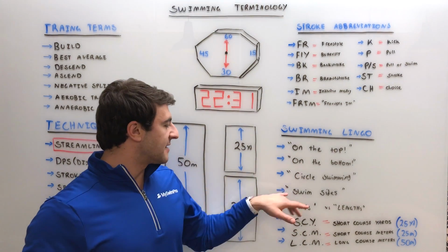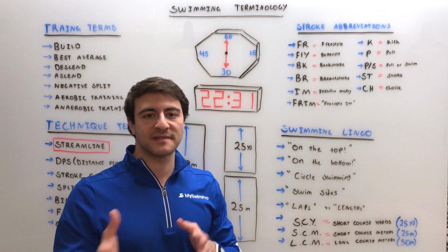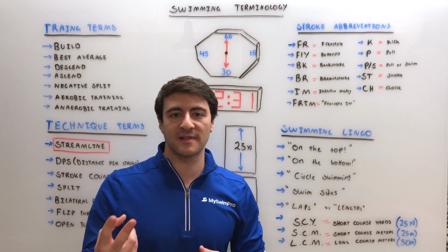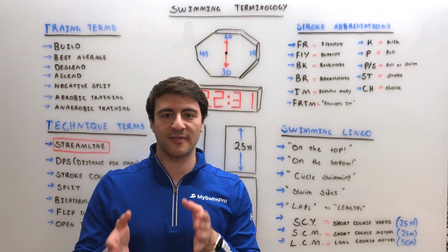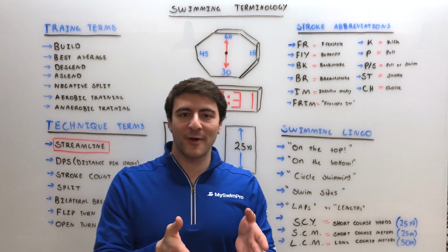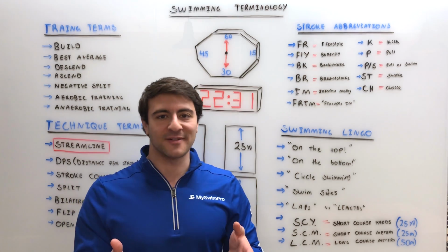The alternative to circle swimming is swimming sides. When you swim sides, you can only do this with two people in the lane. One person will stay on the right side of the lane, and one person will stay on the left side of the lane. That way you don't have anyone run into each other.